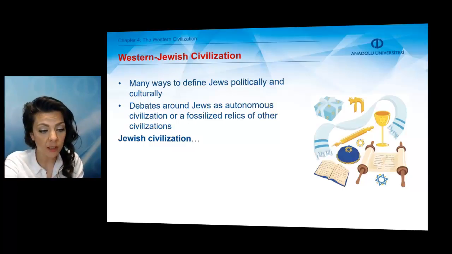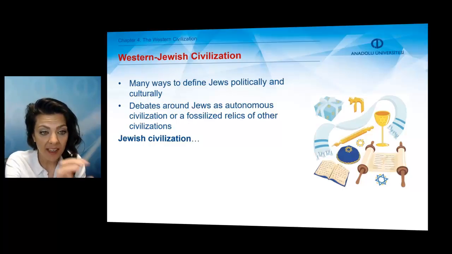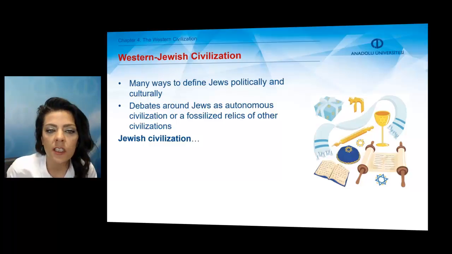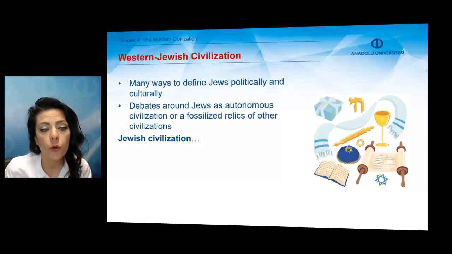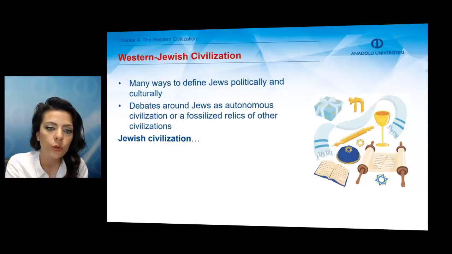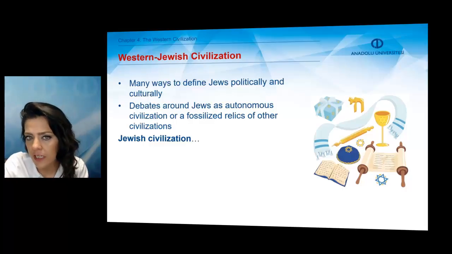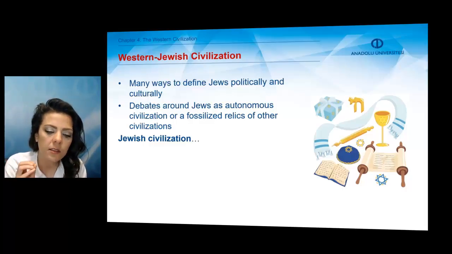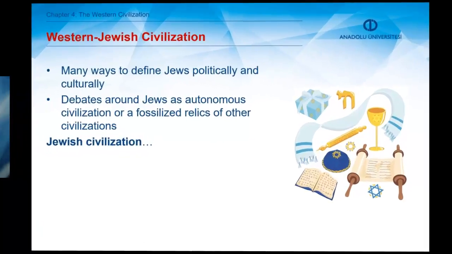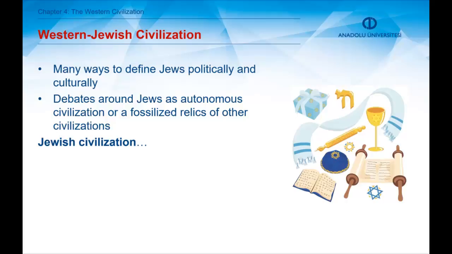So when we here look at the complex of Western civilization in the 21st century, we may easily notice that there are different branches of the Western civilization, and each of them contributed greatly to the development of this civilization. So let's see them. Let's see the major ones which had an influence on Western civilization in general. First of all, the Western Jewish civilization.